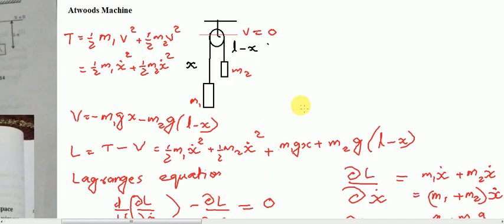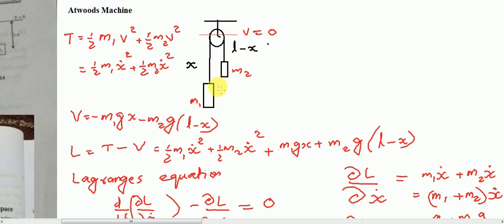As the next application of Lagrange's equation, we can consider an Atwood's machine that consists of two suspended masses which pass over a pulley, and the total length of the string that connects these two masses is L, and the masses are M1 and M2. As shown in the figure, let mass M1 be greater than mass M2, so that mass M1 moves downward and mass M2 moves upward.